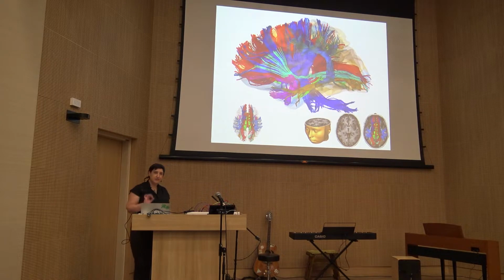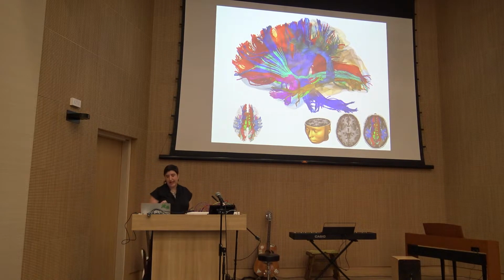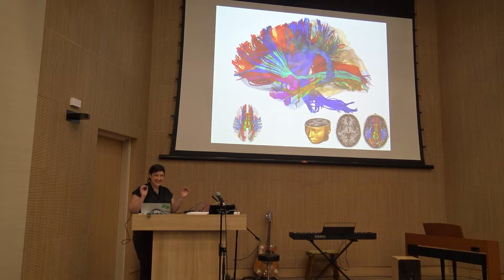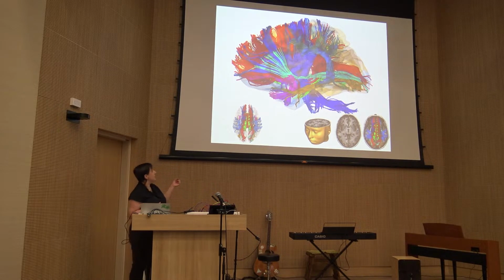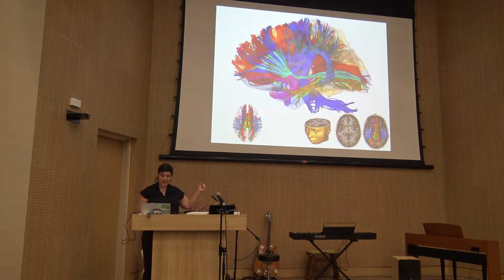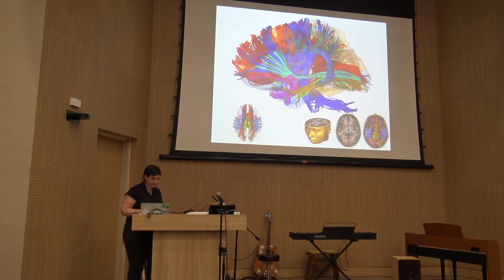We can also use a different kind of scan to look at how water flows through the brain in different directions. And this can tell us a lot about how different parts of the brain are connected to each other. So in the technique called DTI, diffusion tensor imaging, we can look at the direction and structure of the fiber tracts that connect the different parts of the brain.